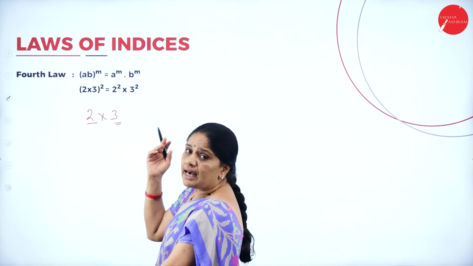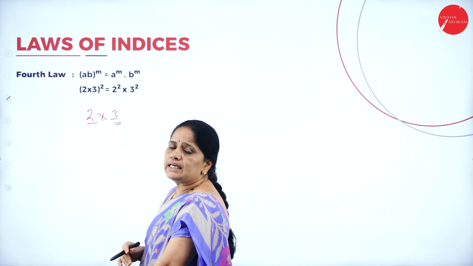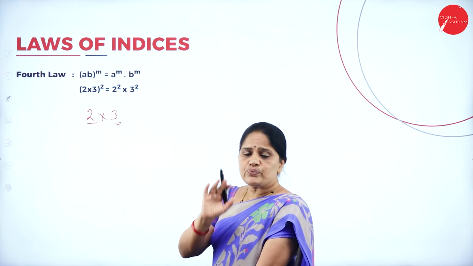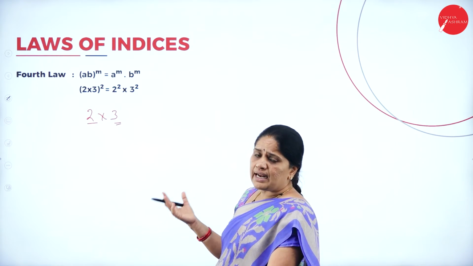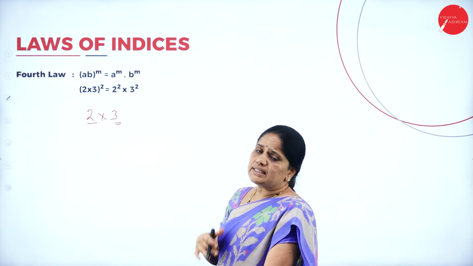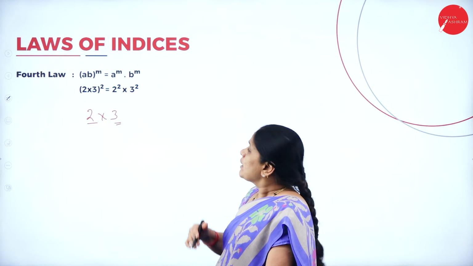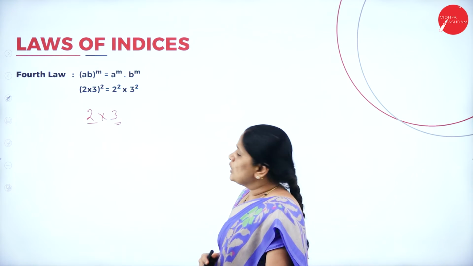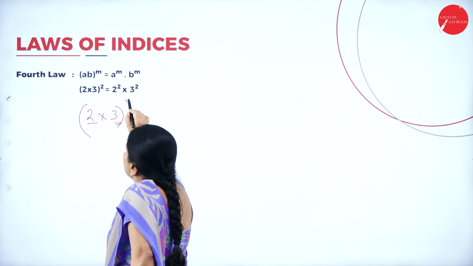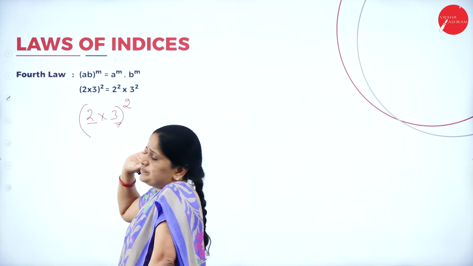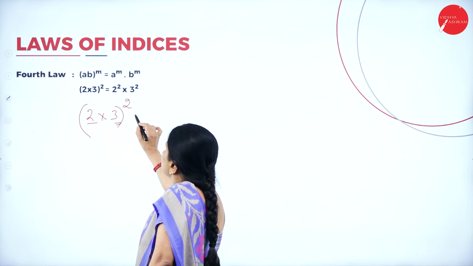Now, the bases are different. Up till the third law, we could see that the bases were the same. When the bases are the same, only then can you add, subtract, or multiply them. But here, in the fourth law, we have different bases, but we have a common power. The power is common for both of them.